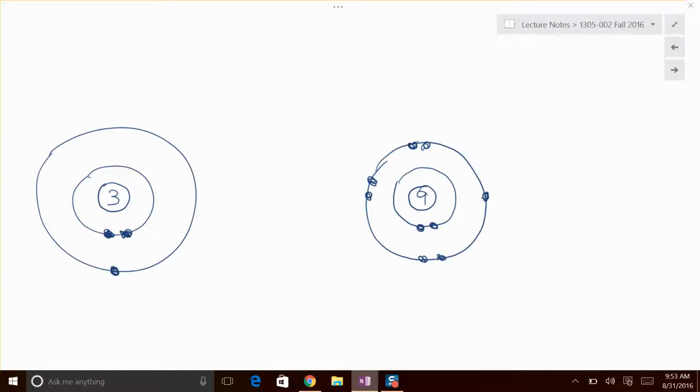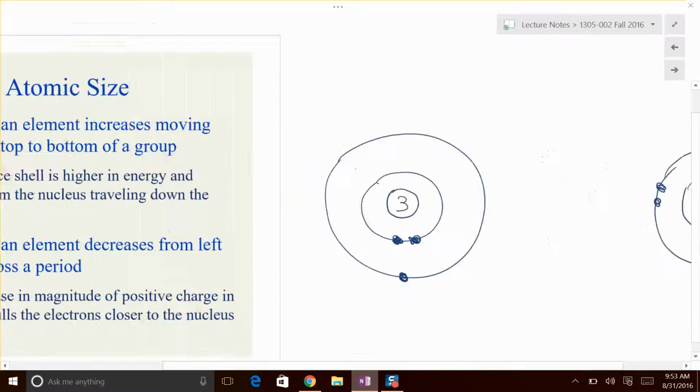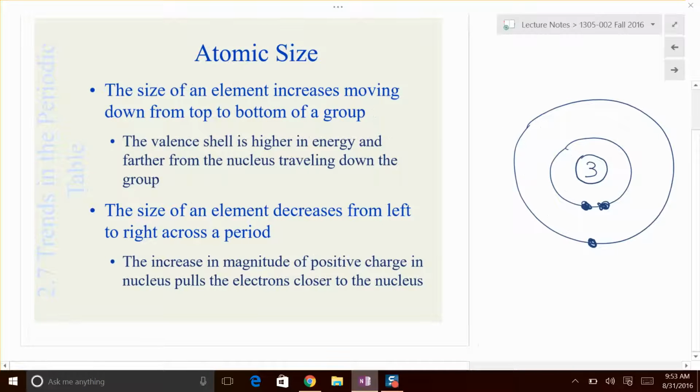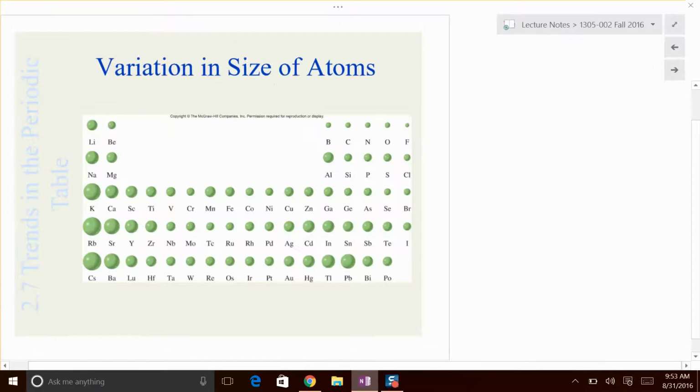So that's why it's doing what it's doing with atomic size. That's why it's following this trend. As you move away from fluorine, the size of your atom is increasing. Fluorine starts out small, and as you move away, it's increasing. Here you can see that. Here's the size of fluorine. As I go this way, it's getting bigger. As I go this way, it's getting bigger. As I go this way, it's getting bigger. So the size is increasing there. That's the trend.